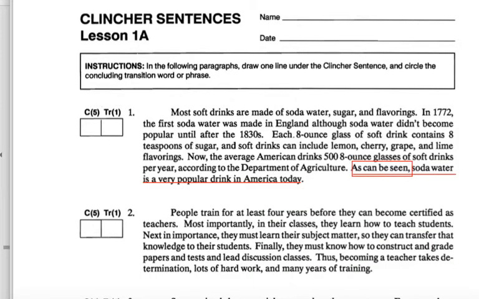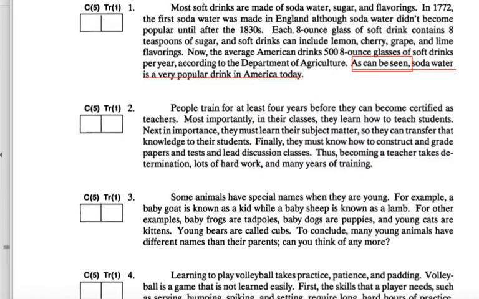Okay. Let's take a look at number 2. It says, people train for at least 4 years before they can become certified as teachers. Most importantly, in their classes, they learn how to teach students. Next in importance, they must learn their subject matter so they can transfer that knowledge to their students. Finally, they must know how to construct and grade papers and test and lead discussion classes. Thus, becoming a teacher takes determination, lots of hard work, and many years of training.